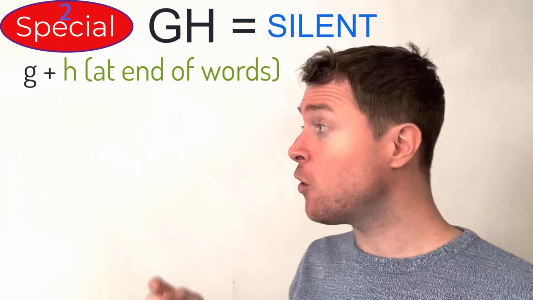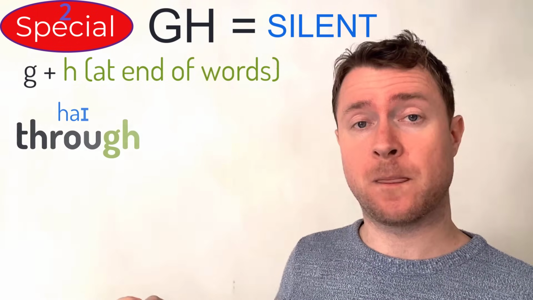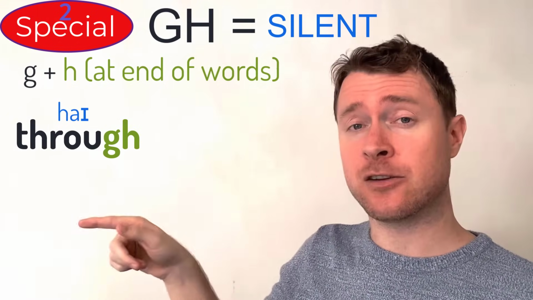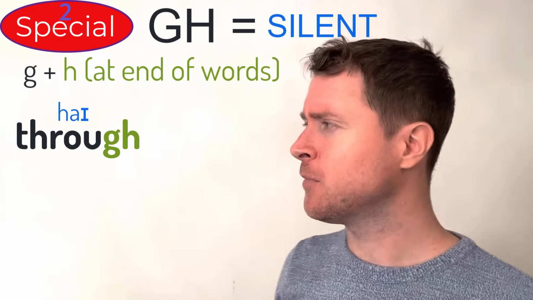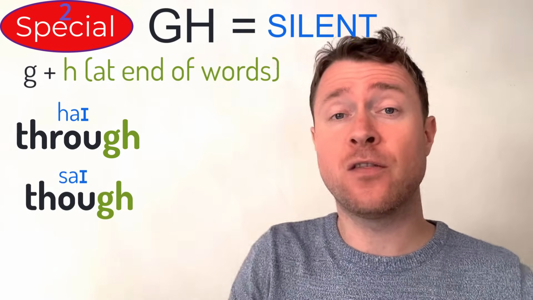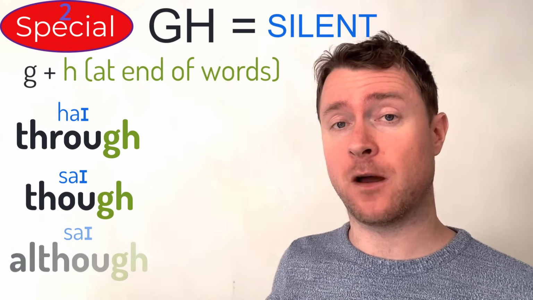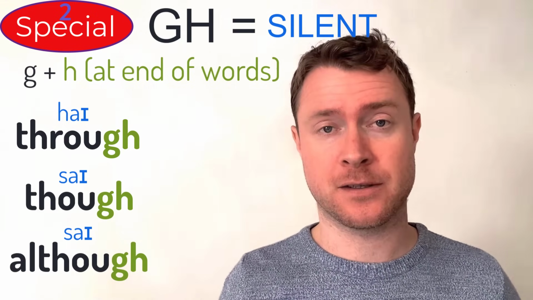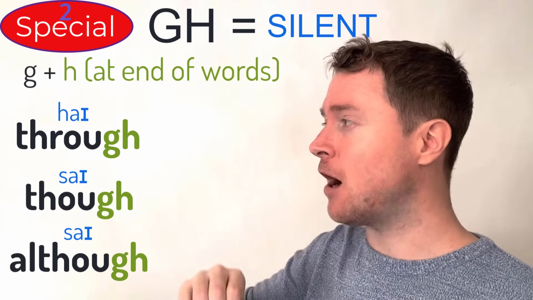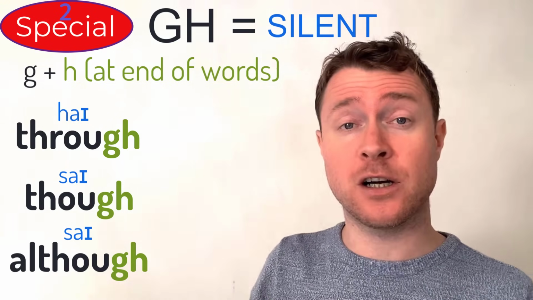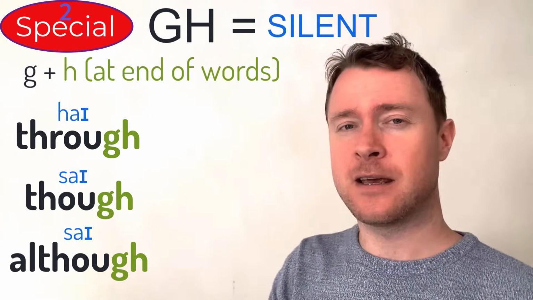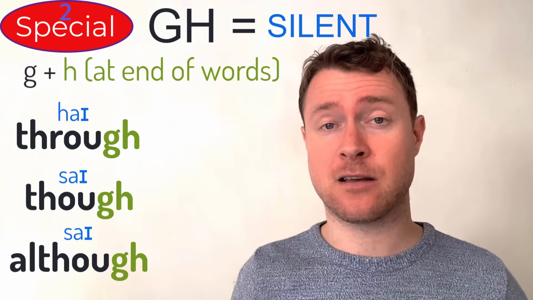But you might also know words like through, as in going through something. Through ends in GH and the GH is silent. Though, even though, or although, okay? Both end in GH again, but it is silent. So remember, sometimes GH at the end of a word can be the F sound, but sometimes it can be completely silent.